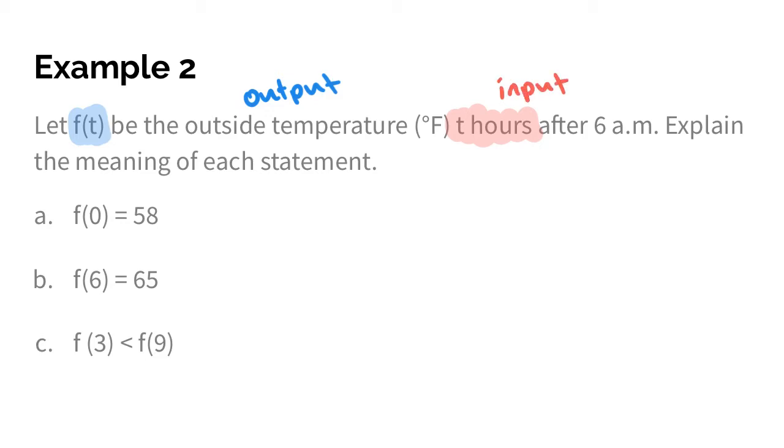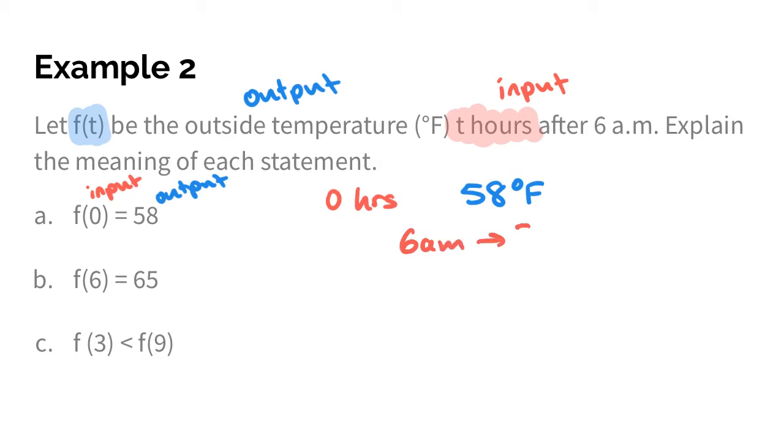So when I read this, let's say f of 0 equals 58. That is saying that 0 is my input and 58 is my output. So what that means in total is that we're looking at 0 hours after 6 a.m., and that tells me that my temperature is 58 degrees Fahrenheit. Now, what does 0 hours after 6 a.m. mean? What this means is that at 6 a.m., the temperature is 58 degrees Fahrenheit.